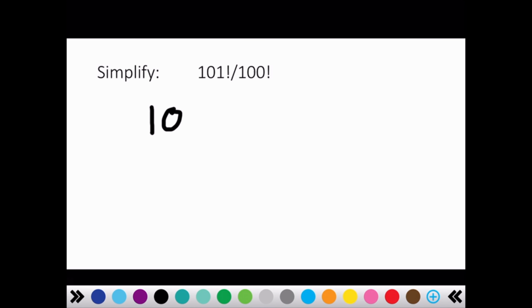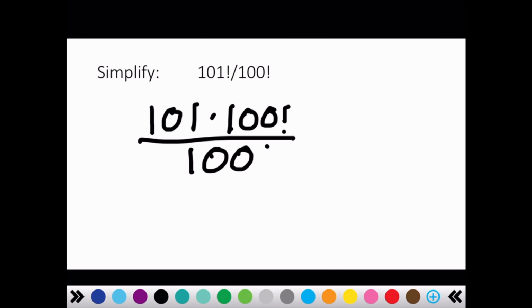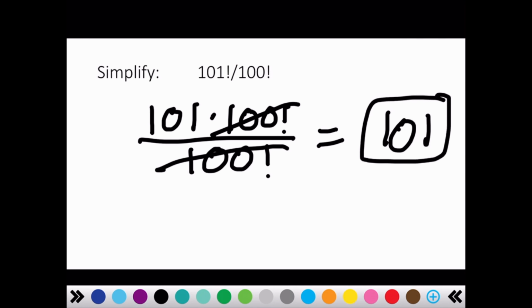101 factorial can be written as 101 times 100 factorial. And we can just keep 100 factorial on the bottom, and we can just cancel out the two 100 factorials, and we're just left with 101. Now this is a really simple trick to solve these types of problems. Let's move on to another difficult question.